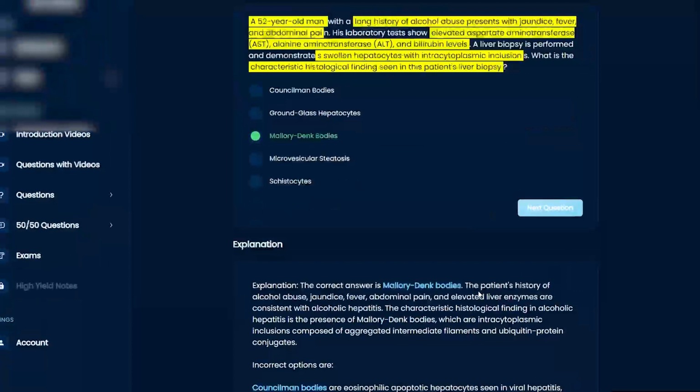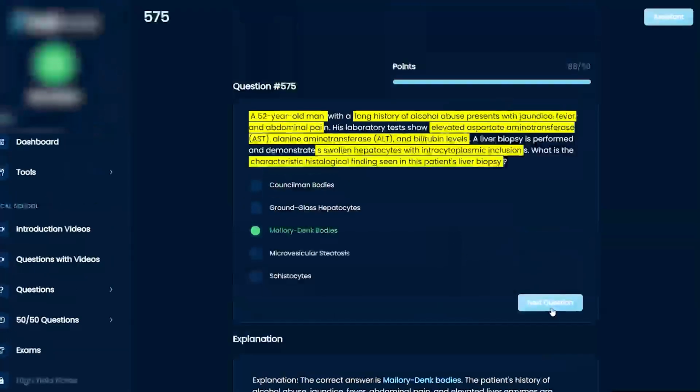All right. Mallory-Denk bodies, alcohol abuse, right? So intracytoplasmic inclusions composed of aggregated intermediate filaments and ubiquitin protein conjugates. So good. So alcohol abuse, right? Alcoholic hepatitis in particular. Yeah.